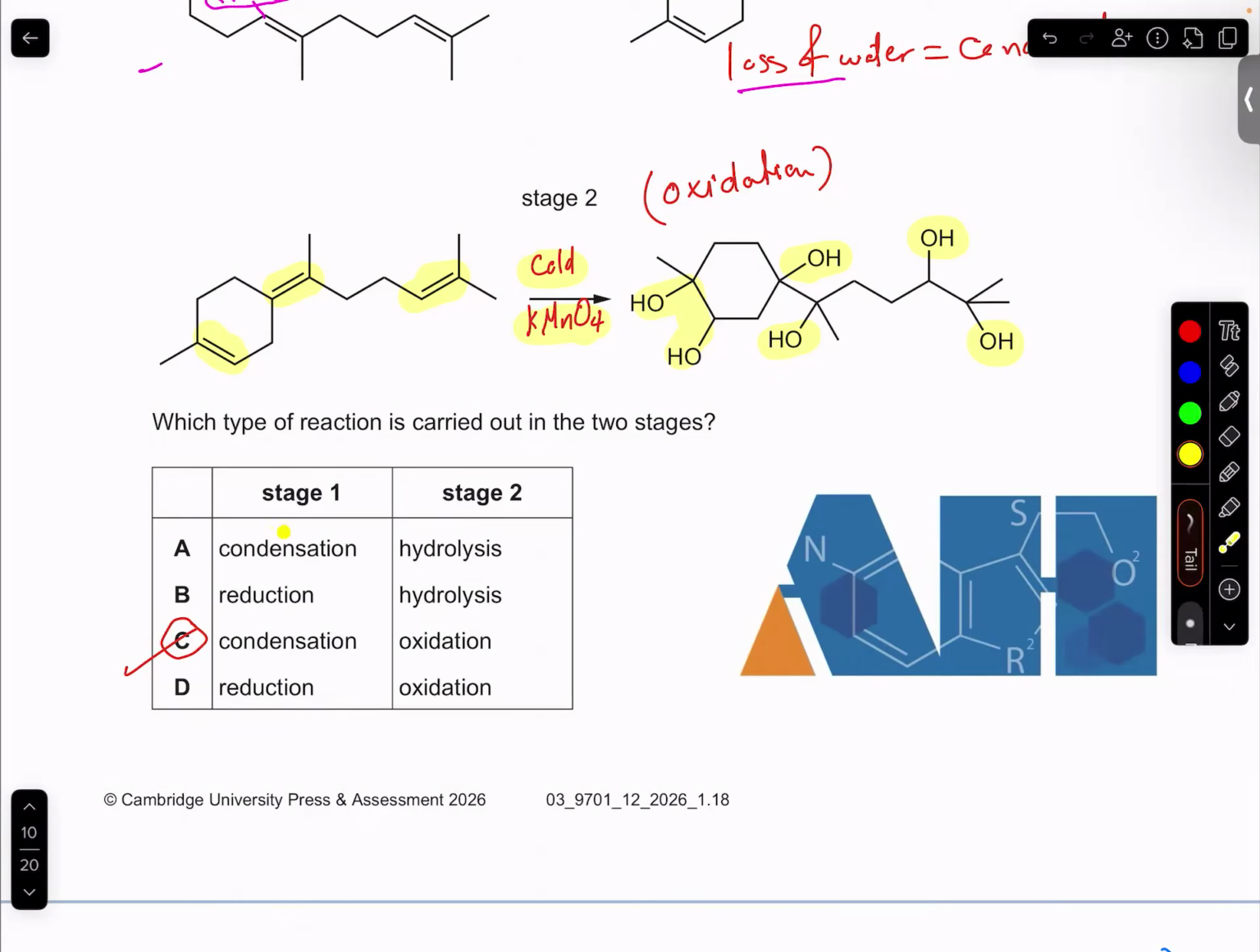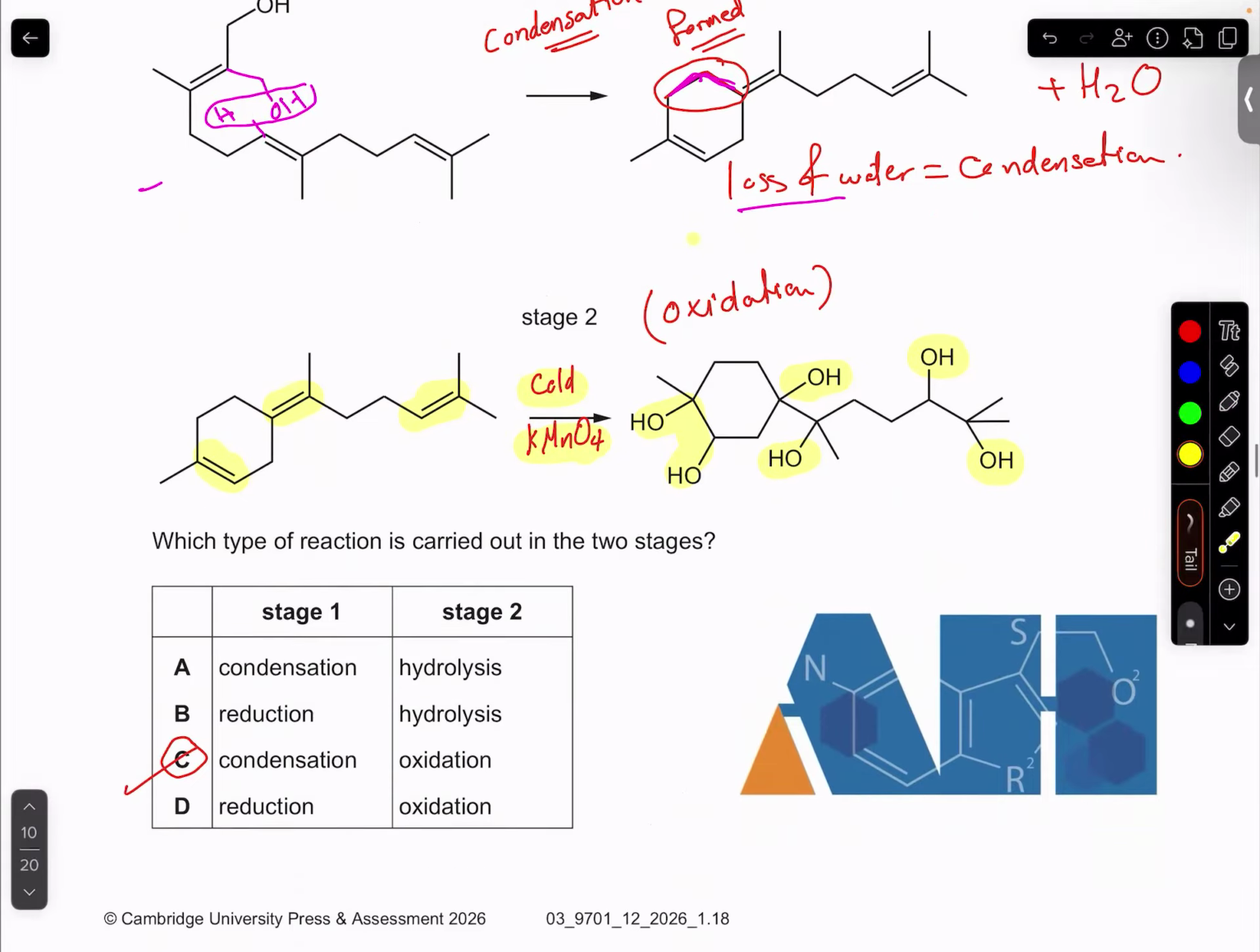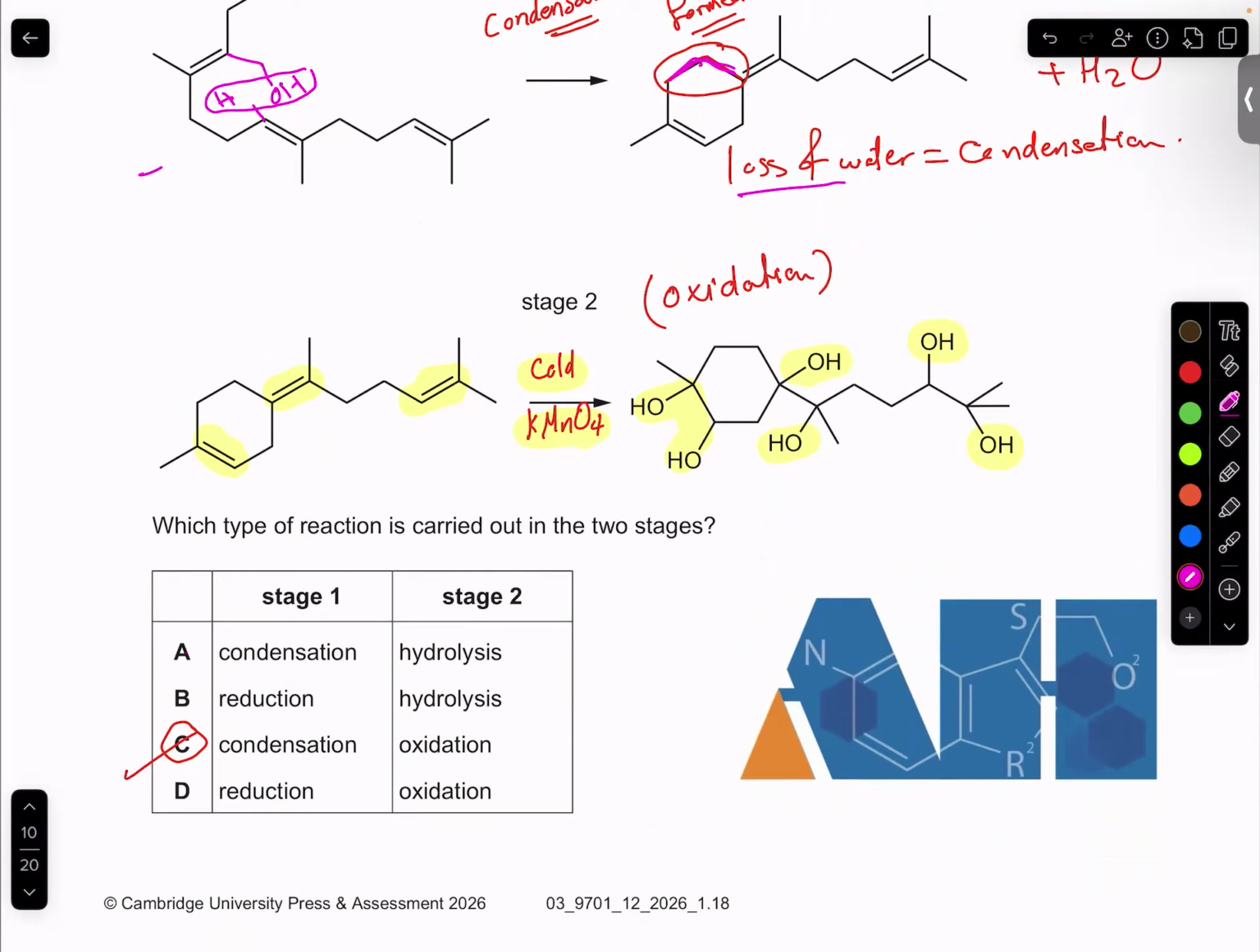So if you want to answer the question, stage number 1, of course, it's not reduction because we remove a molecule of water. So B and D are wrong. So it should be condensation. But condensation and hydrolysis, no, it's not hydrolysis. It's an oxidation. So the answer is C.